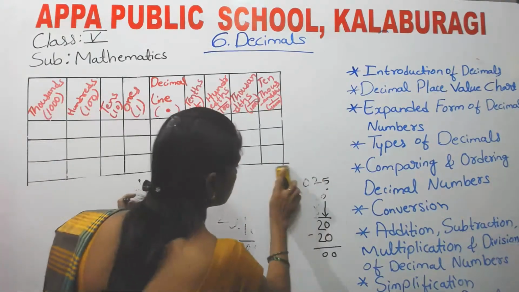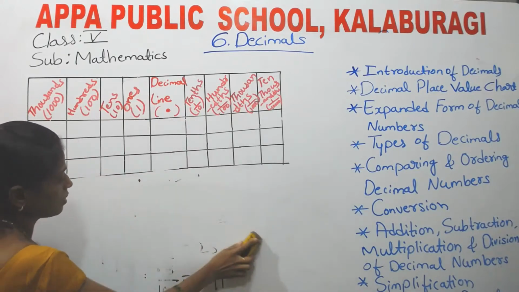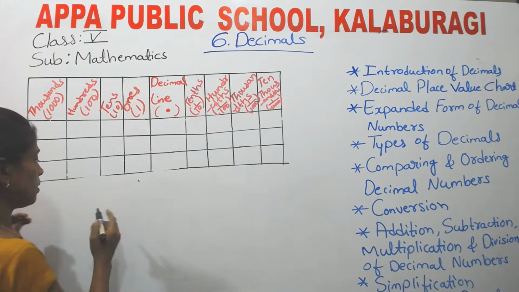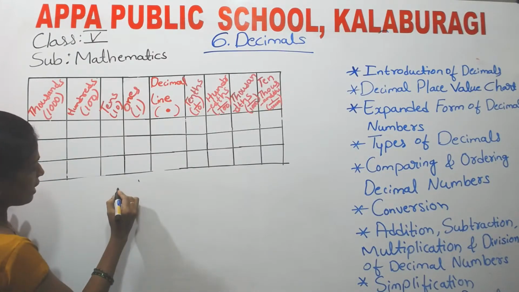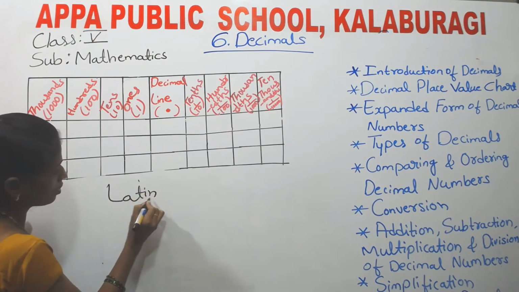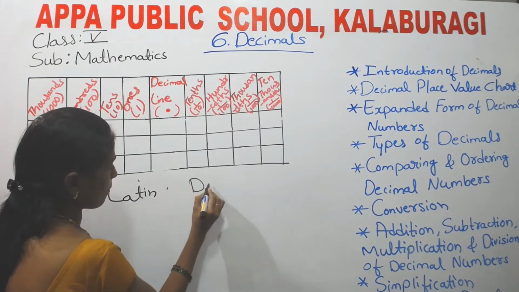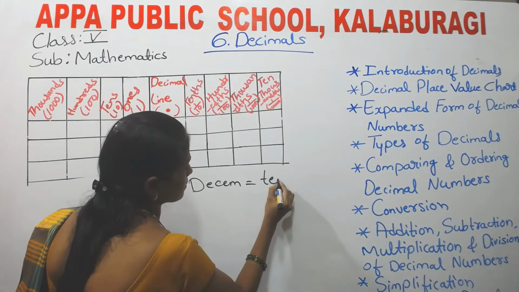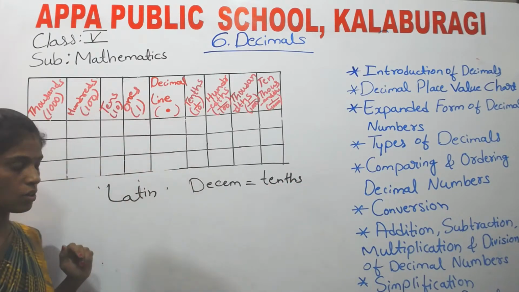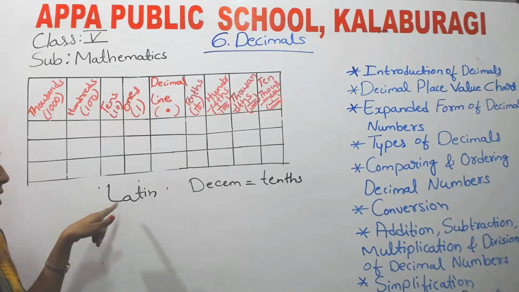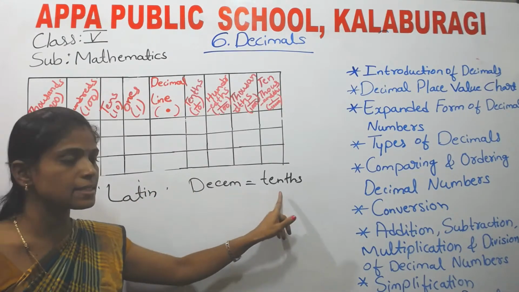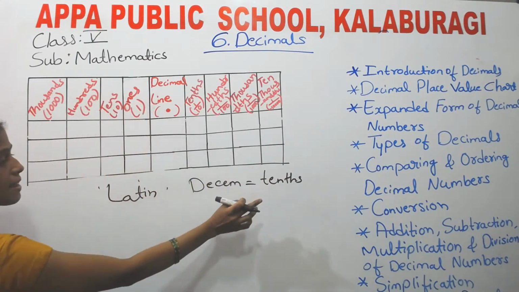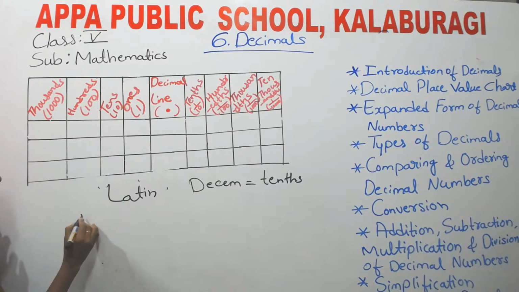Decimals. This word originates from a Latin word. Which one? In Latin, decim, which means tens. The decimal number here is used from the Latin word. Decim means tens.